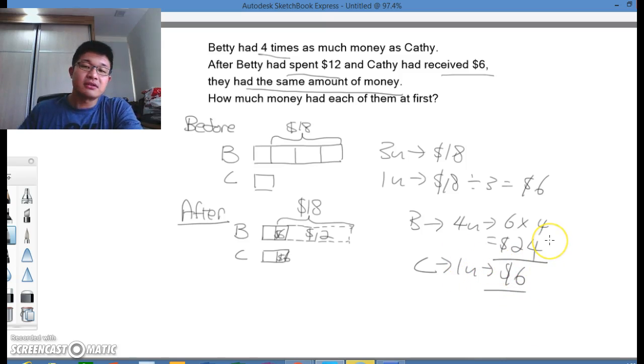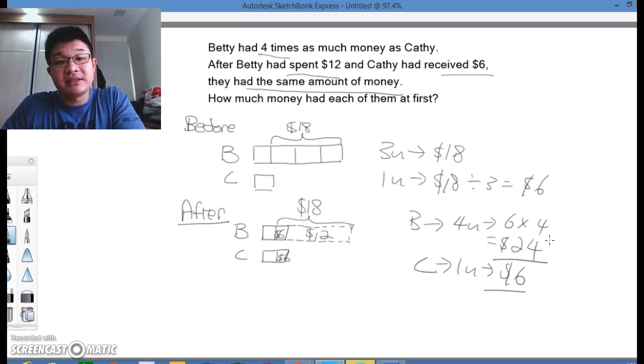So there you have it, solving this question using the model method, in particular, the before and after model.